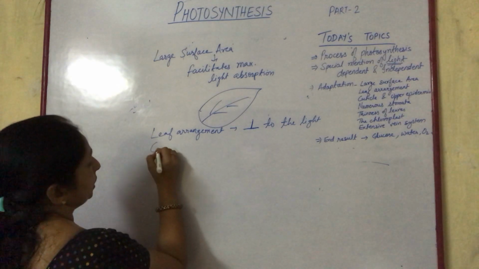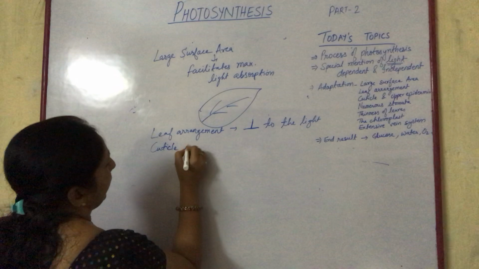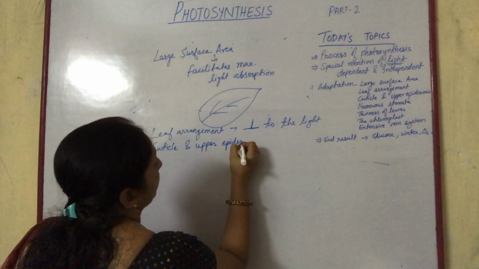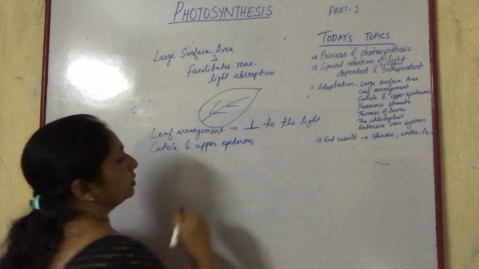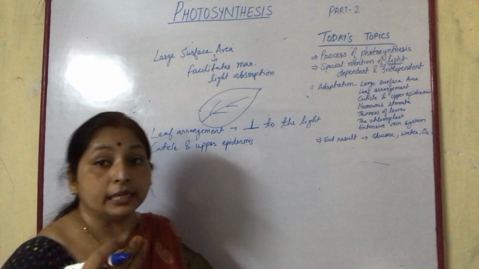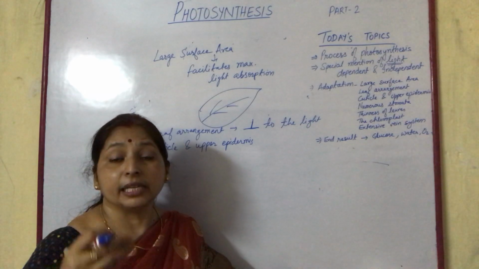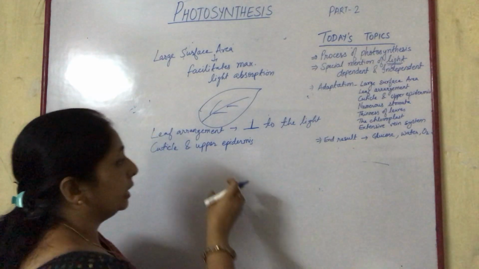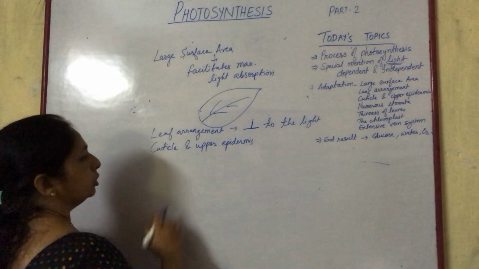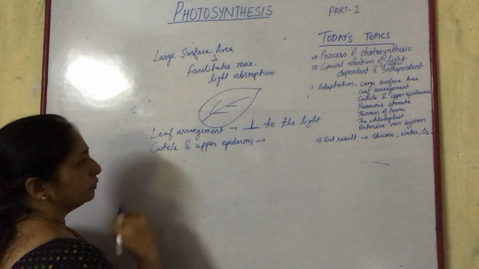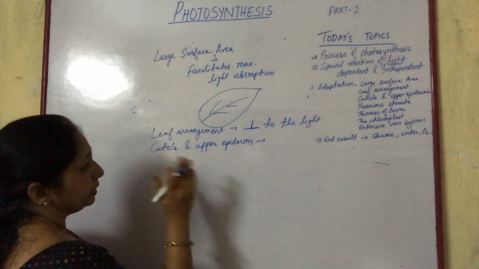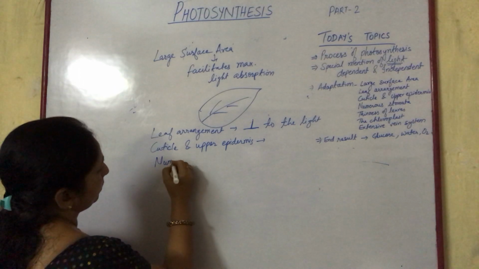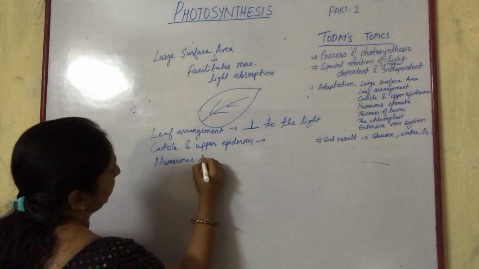Then cuticle and upper epidermis. Cuticle and upper epidermis are transparent and waterproof, and these layers easily allow light to pass up to the palisade cells. So these layers are transparent and waterproof to allow passage of light up to the palisade cells. Then numerous stomata.